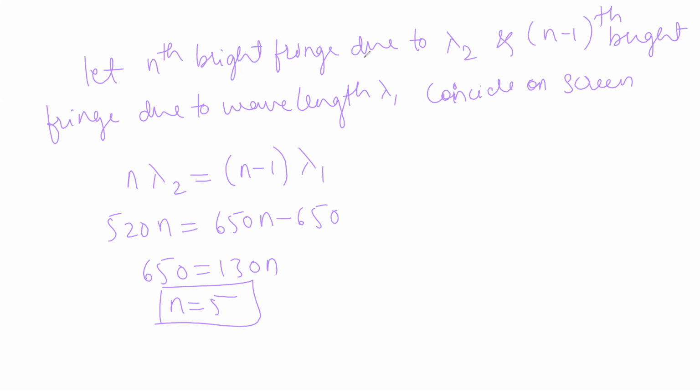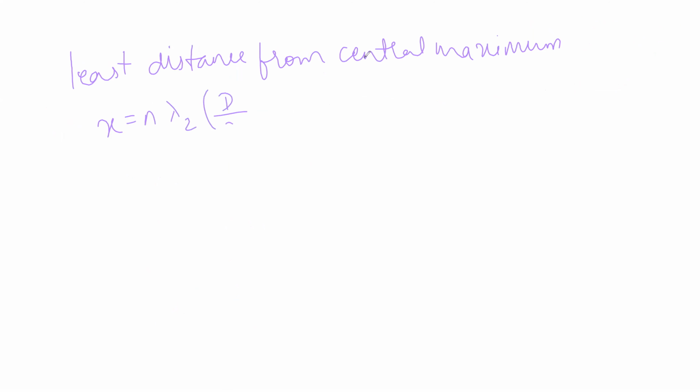So hence, the least distance from the central maximum can be obtained by the relation x is equal to n lambda 2 into capital D divided by small d. Just substitute the values: n value is 5 and wavelength is 520, into capital D divided by small d. After simplification, we get 2600 capital D divided by small d nanometer.